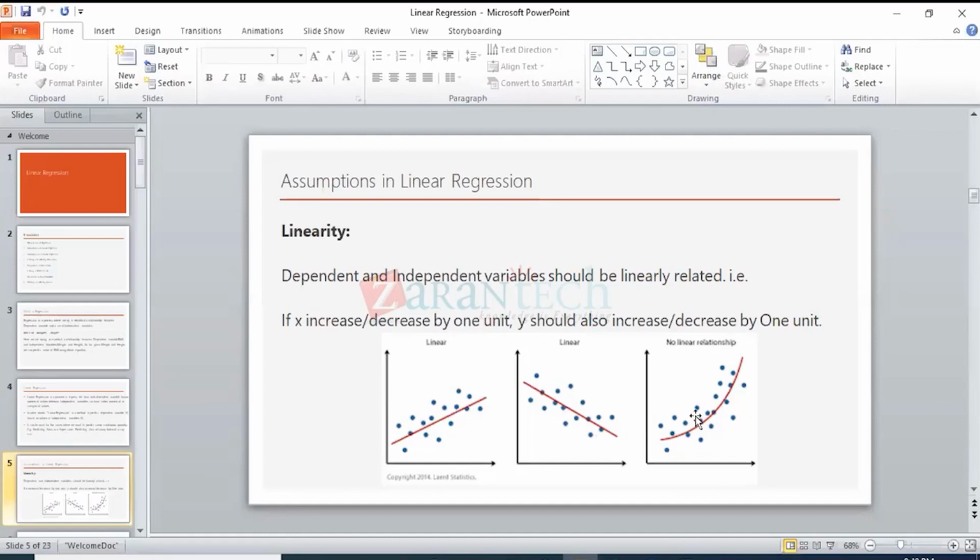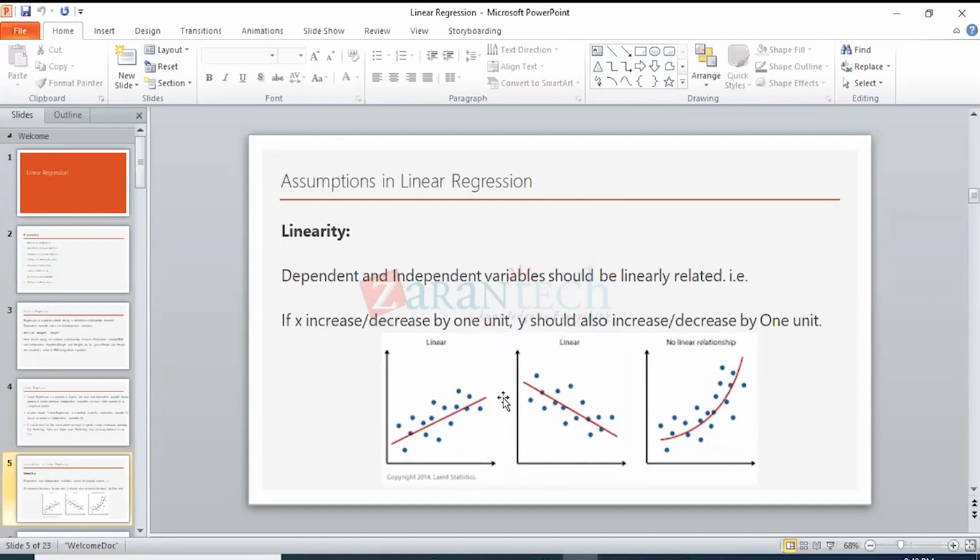If you draw a straight line, you can consider it a linear relationship. But here it's not a straight line, so I cannot say there is a linear relationship between them. So we cannot use such data points to build a linear regression model. In order to build a linear regression model, this assumption has to be satisfied: my dependent and independent variables are linearly correlated. Clear?